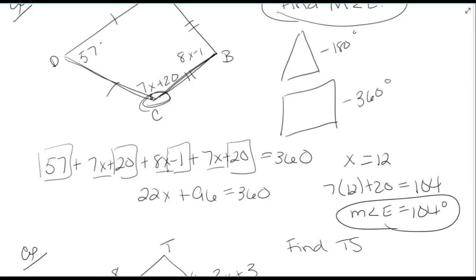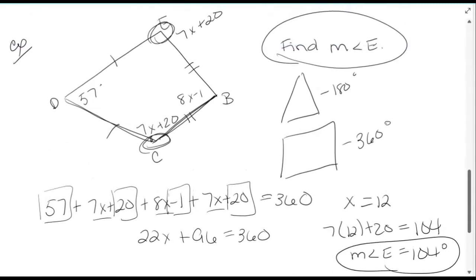So two pieces of information there that we needed. We needed to know that the four angles of a quadrilateral add to 360, and that the opposite angles of the short diagonal, or the non-vertex angles, are congruent in order to solve that.